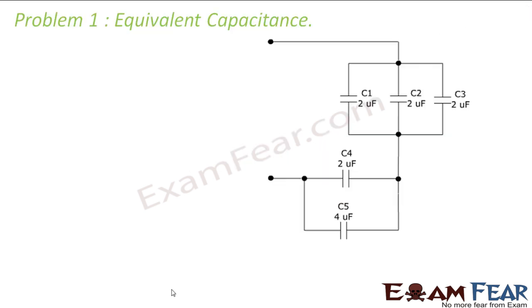So you have to calculate the equivalent capacitance of this circuit between these 2 points A and B. If you see, there are 5 capacitors attached here and there. So how can you rearrange these capacitors? If you look at it, please do not go by looks all the time.